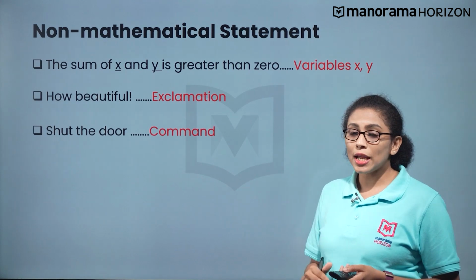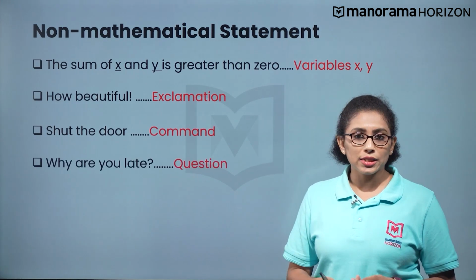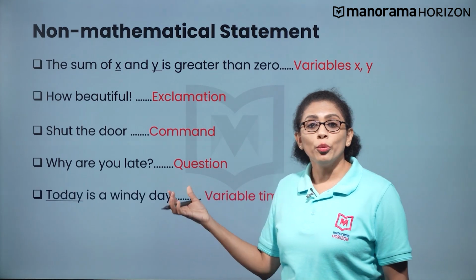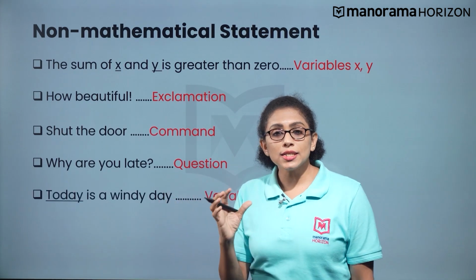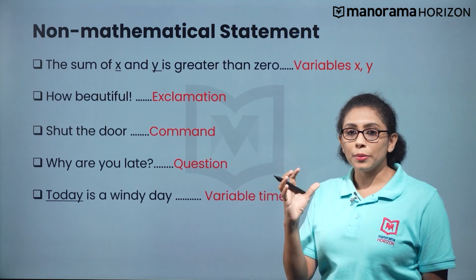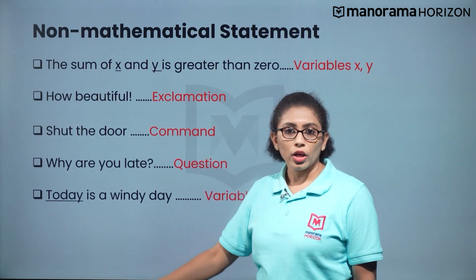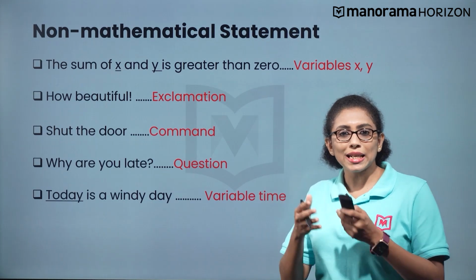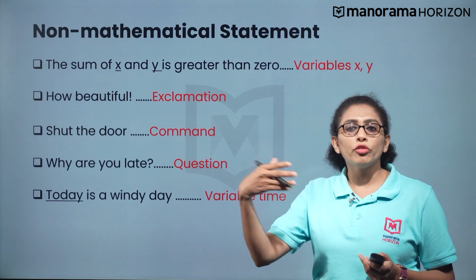Then question type sentences like, why are you late? It is also not a statement. Today is a windy day. Here, the sentence involves the variable time, that is today, tomorrow or yesterday. And these are not statements because the sentence is windy for today and not for the other days.